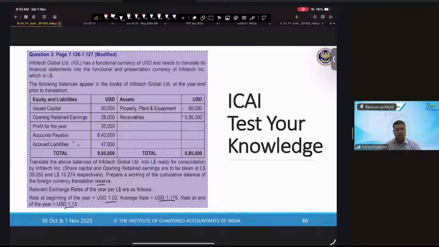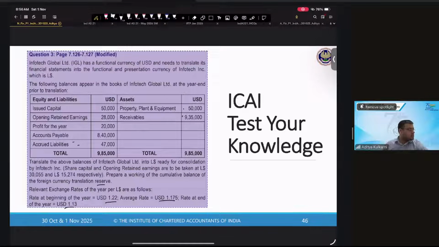Done, sir. Done? Okay. So I did it, but I did it wrong. I did not divide by the rate. I multiplied by the rates. So I got the wrong answer. Okay, fine, so divide now.